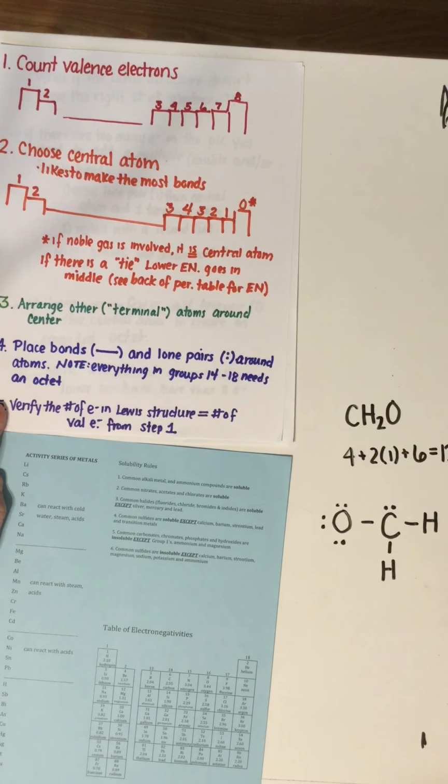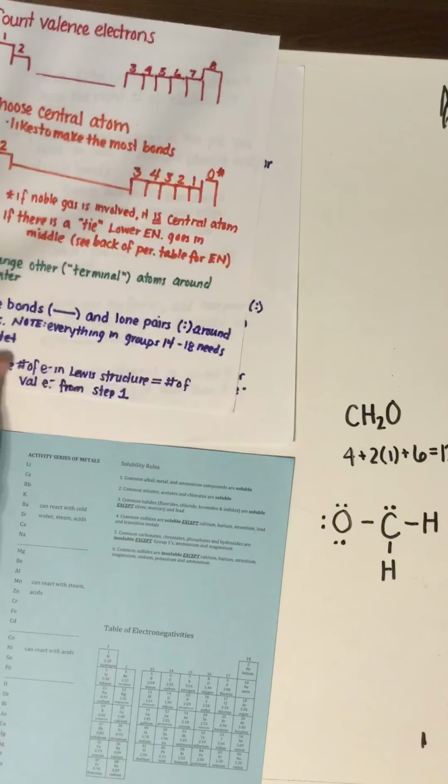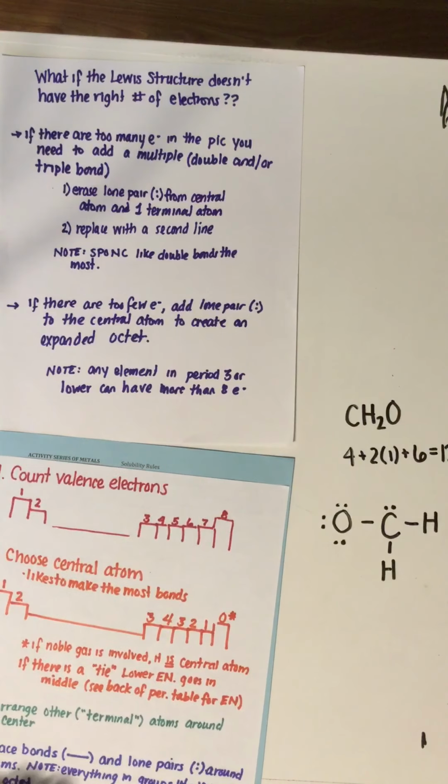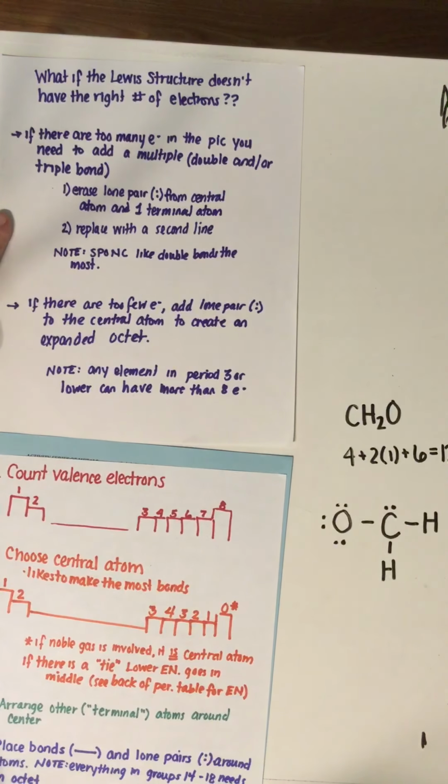And this is the first time where we see that it doesn't match the number of valence electrons that we were supposed to have. And this is where we then go to the remainder of our steps. If the Lewis structure doesn't have the right number of electrons, oftentimes that means you have too many in your picture, too many in the Lewis structure compared to the number you're supposed to have. When that occurs, it actually just means you need a multiple bond. That could be double bonds, that could be triple bonds, or it could be double and triple bonds.